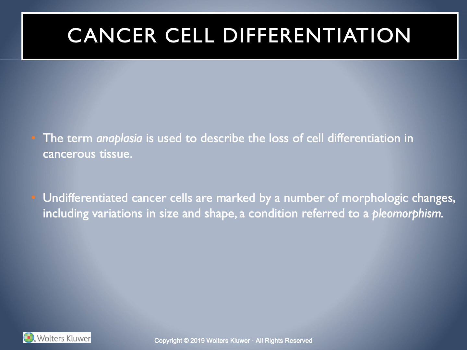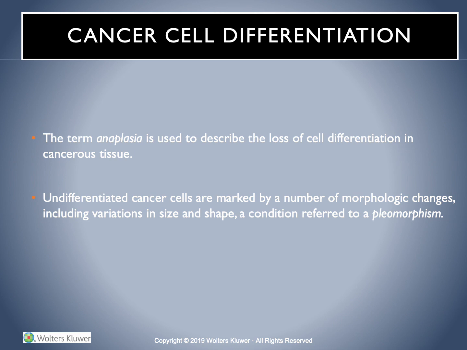Cancer cells can exhibit a range of differentiation states, which can be categorized into three main types: well differentiated, moderately differentiated, or poorly differentiated. Well differentiated cancer cells closely resemble normal cells in terms of their structure and function. They retain many of the characteristics of specialized functions of the tissue from which they originated. Well differentiated cancer cells tend to grow more slowly and are often associated with a better prognosis.